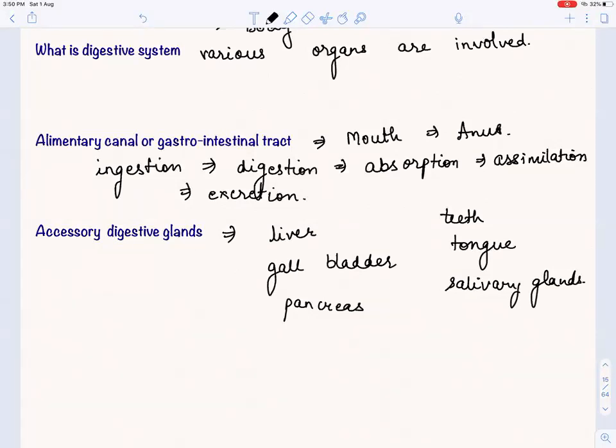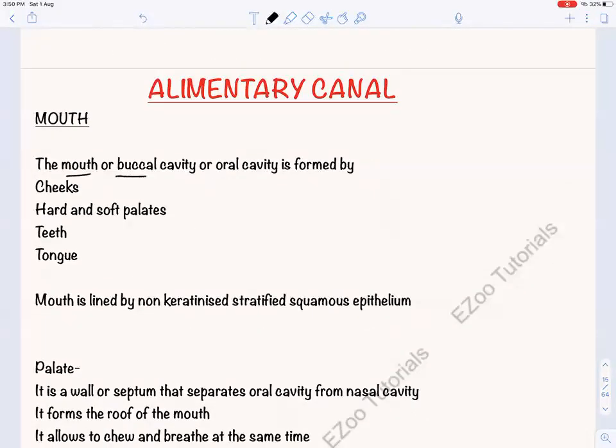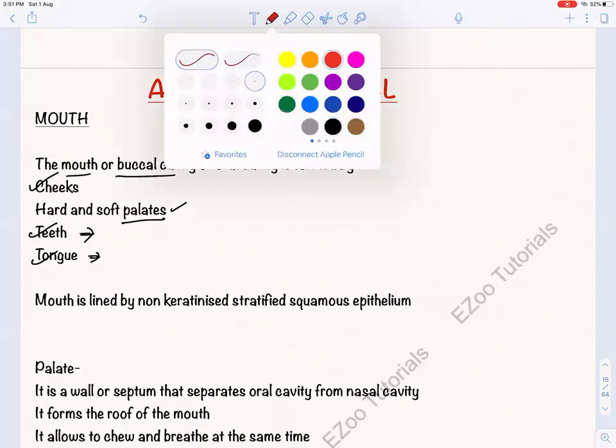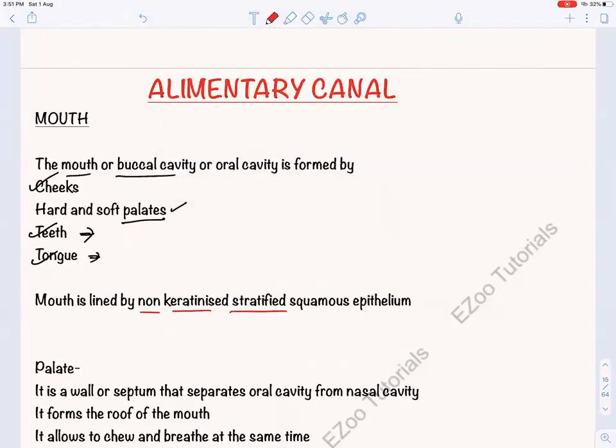Then after this, what did we do? We did the buccal cavity or the mouth. And we know that mouth or buccal cavity is formed by cheeks, palates, teeth, and tongue. We just did palate. Today we'll do teeth, and then in the next lecture we'll do tongue. One important thing to remember, that mouth is lined by non-keratinized stratified squamous epithelium, right?